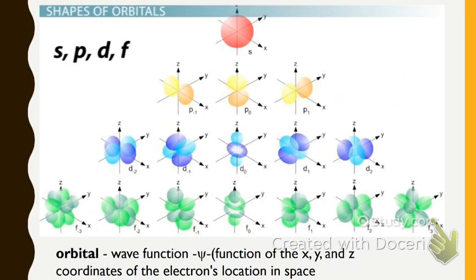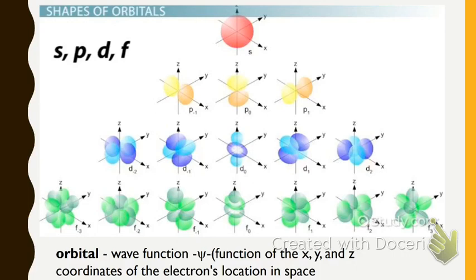Okay, so the shapes of these orbitals or sublevels, according to Schrodinger's equation, the wave function, which is a function of the x, y, and z coordinates, gives us these orbitals. And so we have S, P, D, and F. In Chem 1, we remember the order by "science is pretty darn fun." You can come up with your own little saying if you want. But this is just showing you what their shapes look like as they rotate around the x, y, z axis.